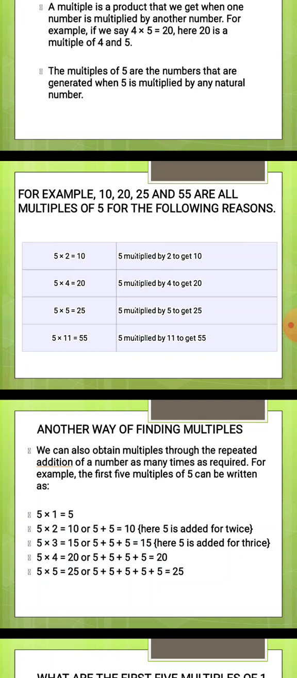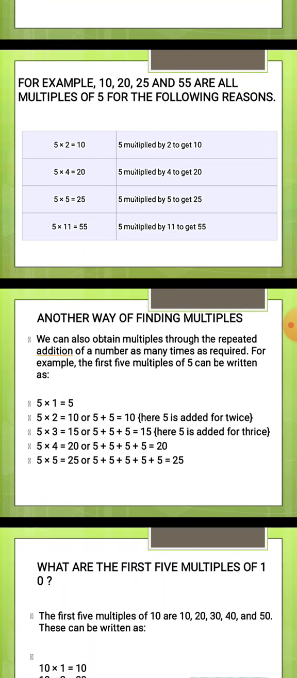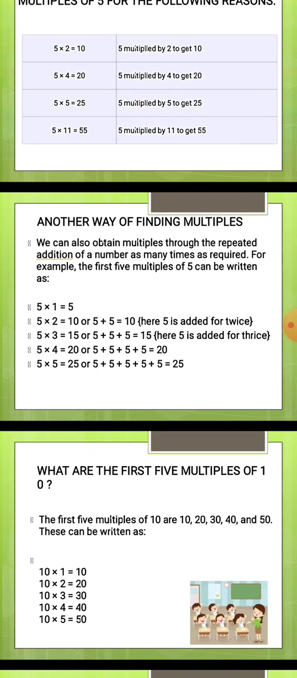Another way of finding multiples: we can also obtain multiples through the repeated addition of a number as many times as required. For example, the first 5 multiples of 5 can be written as, 5 into 1 is equal to 5, 5 into 2 is equal to 10, or we can write it as 5 plus 5 is equal to 10. Here 5 is added twice.